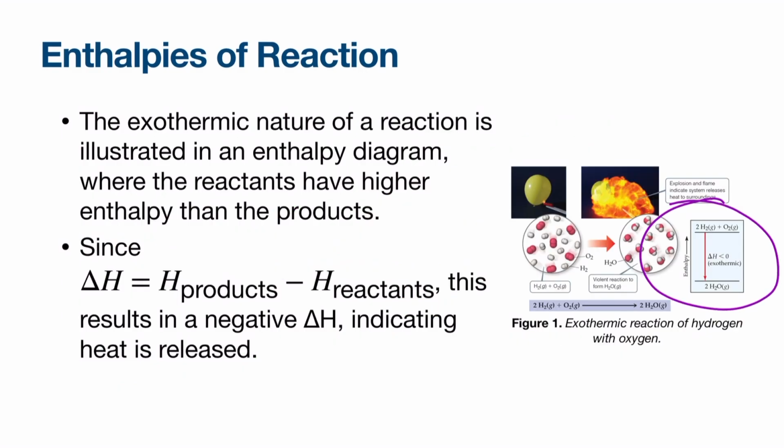In an enthalpy diagram, we can see why a reaction is exothermic. The reactants start with more energy or enthalpy than the products. So as the reaction happens, energy is released, and the products end up lower on the diagram. If we use our formula, delta H equals the enthalpy of products minus the enthalpy of reactants, we get a negative value for delta H because the products have less energy than the reactants. This negative sign tells us that the reaction releases heat, which is what makes it exothermic.